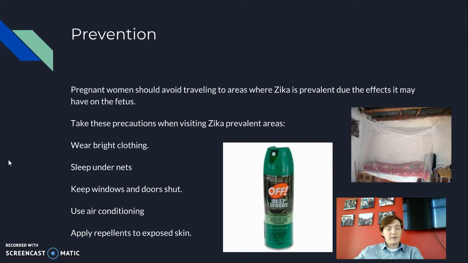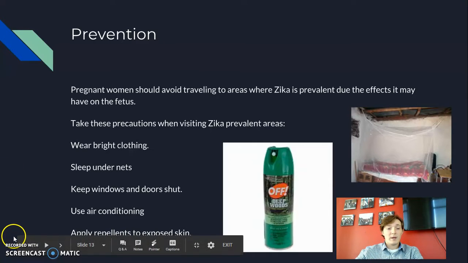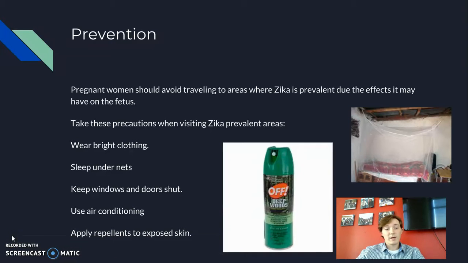And as far as preventing the actual disease, pregnant women should avoid traveling to areas with Zika, and there are websites where you can search and figure out what areas are at risk. Take precautions when visiting Zika prevalent areas. Wear bright clothing, sleep under nets, keep windows and doors closed, use air conditioning, and apply repellents to exposed skin. The sources that I have actually have a bunch of different protocols for how they handle it, and some of the research that they do as well is on some of these sources of mine.